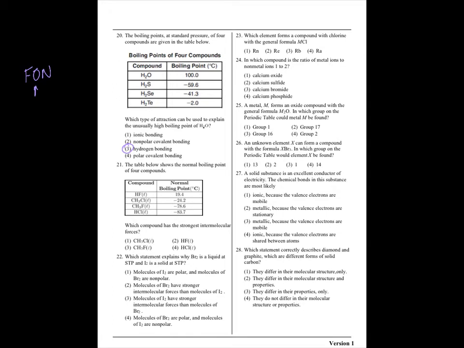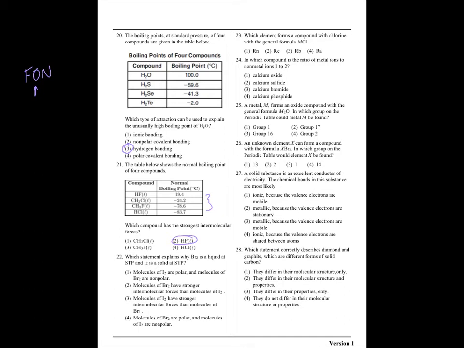Okay, number 21. Which of these has the strongest intermolecular forces? That would be HF. Why is it HF and not the others? Well, you need to look at their boiling points here. The higher that boiling point is, or any melting point, the greater the intermolecular forces are. So you need to look at those boiling points and compare.